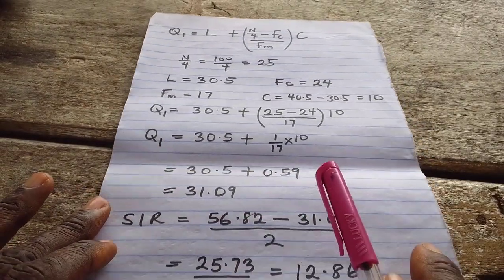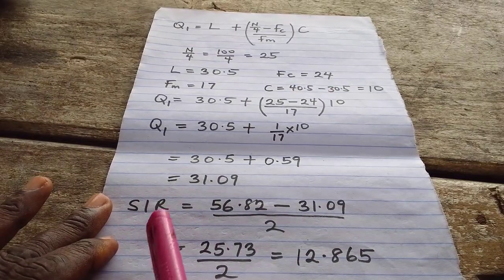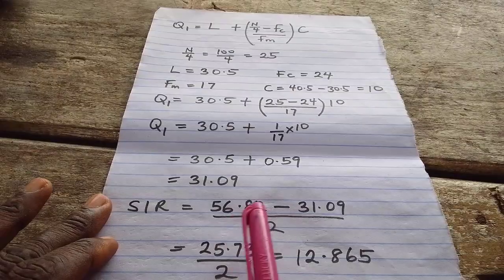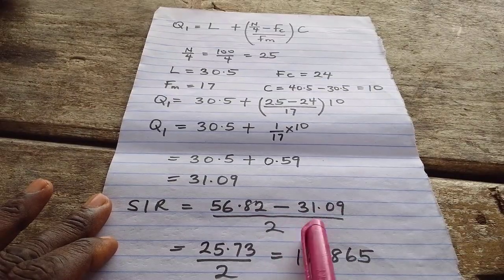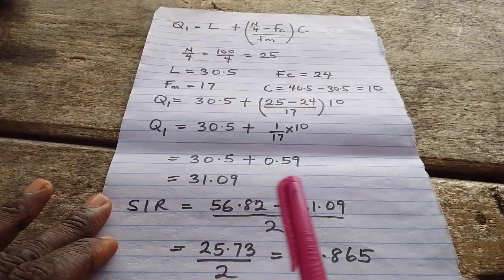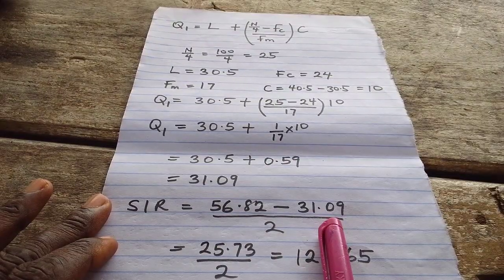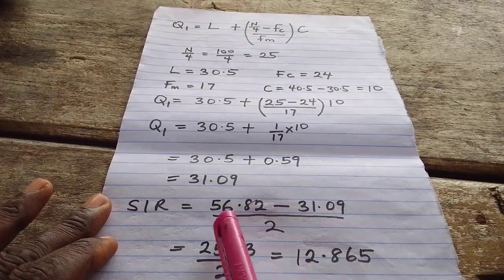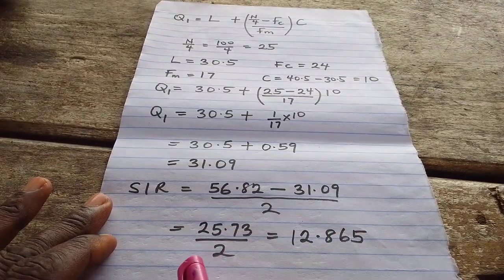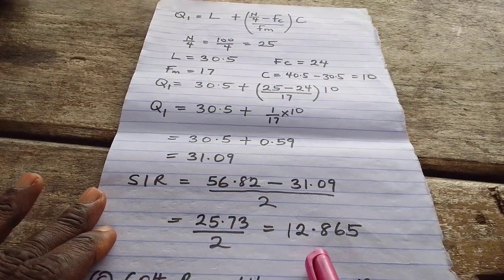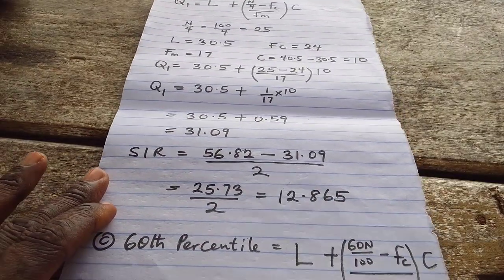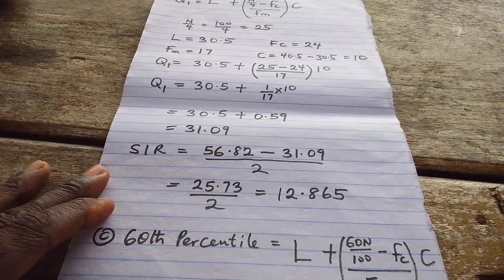So when you now add this to 30.5, you get 31.09. To now get the semi-interquartile range, you write the third quarter minus the first quarter, divided by 2. Our third quarter is 56.82 and our first quarter is 31.09. Subtract it and divide it by 2. When you subtract it, you get 25.73 divided by 2, which is 12.865. So we are moving further.